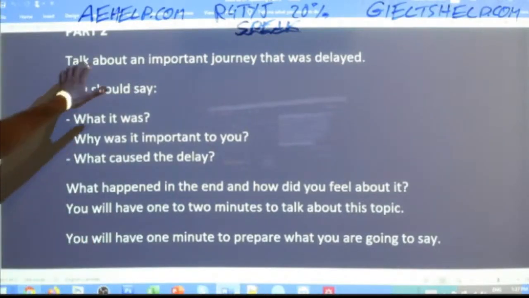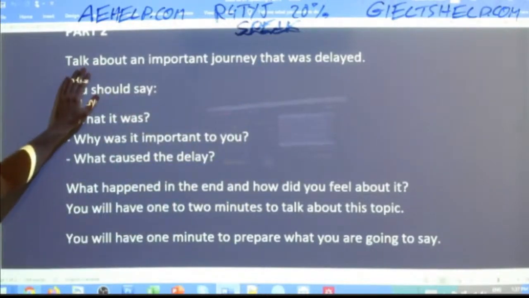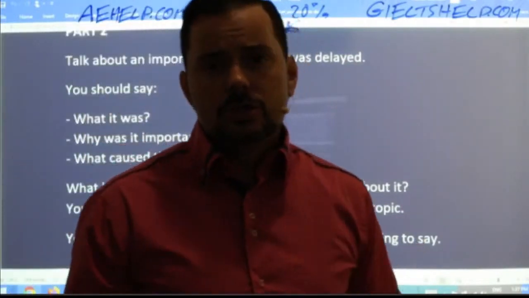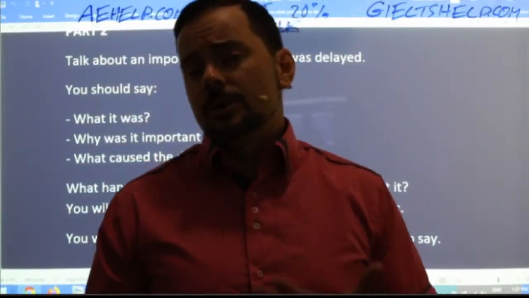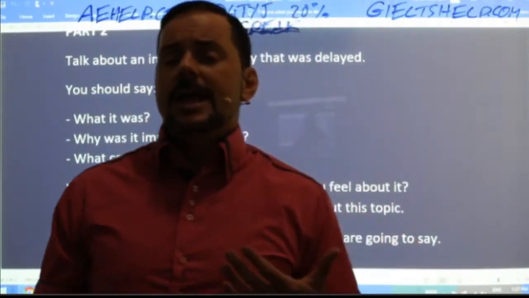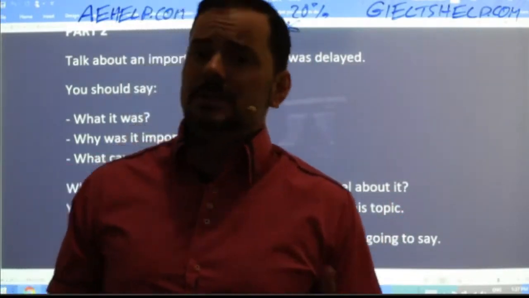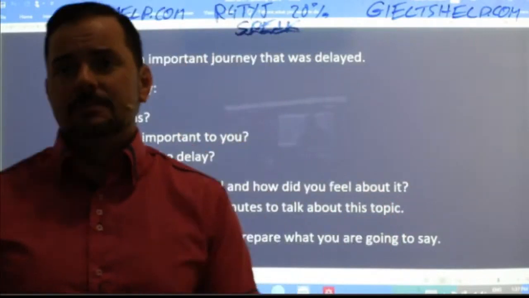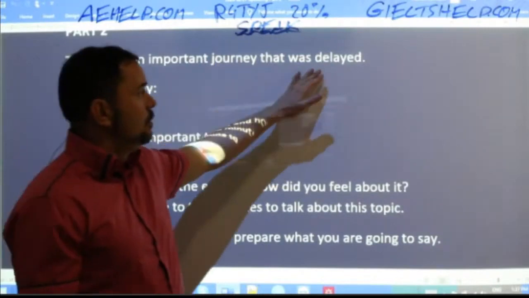So again, read this topic sentence twice for absolute clarity. It's a really bad position to go off topic in part 2, not just because that will hurt your part 2 score, but it will also hurt your part 3 score. Why? Because part 3 is connected to part 2, and to make connections between your part 2 and part 3 response, your part 2 response has to be on mark. It has to be correct. It has to be specific. Okay, so talk about an important journey that was delayed.